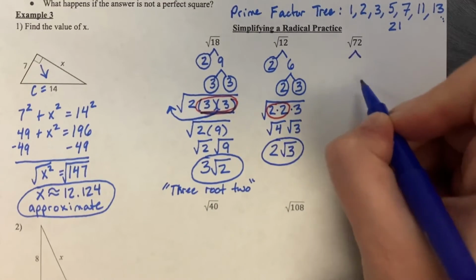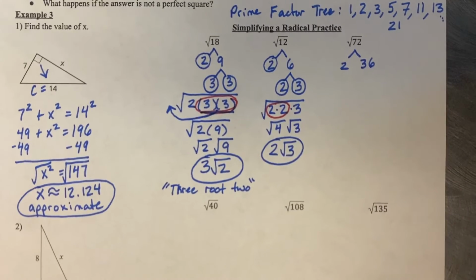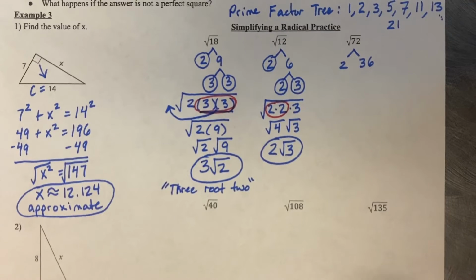Square root of 72, 2 and 36. Why don't you finish this one? See if you can pause the video and finish it. 2 and 36.